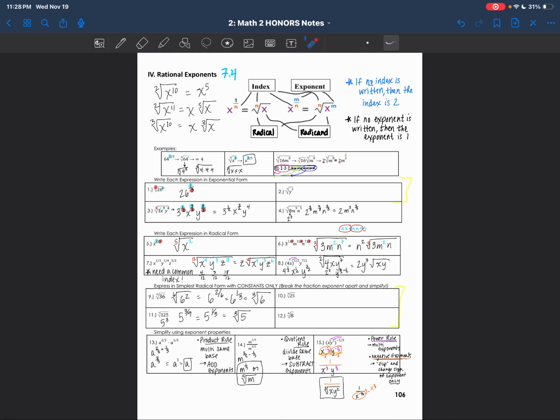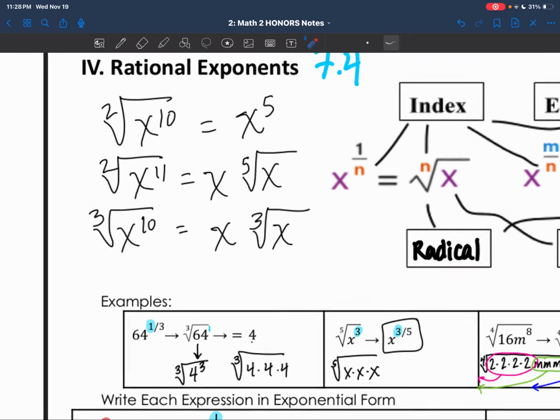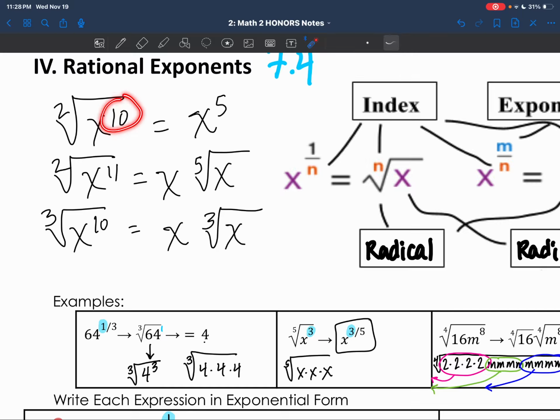So that's a lot of rules for rational exponents. Just remember the parts of it and how to write it as a fraction. And then last but not least, this is what I was talking about before. If you were to have 10 over 2, that equals 5. If you were to have 11 over 2, you have 5.